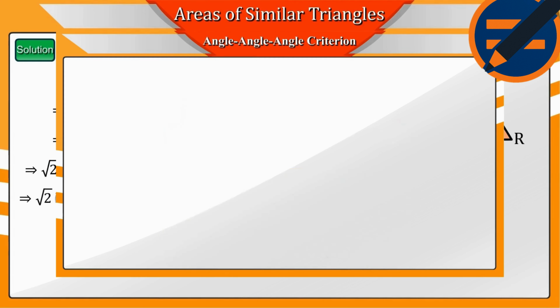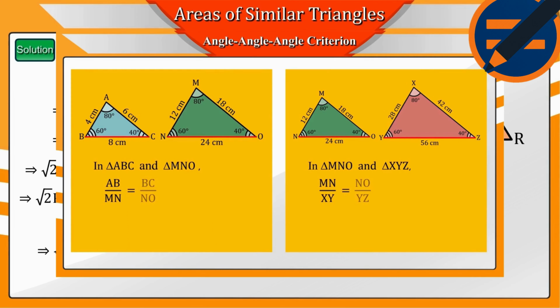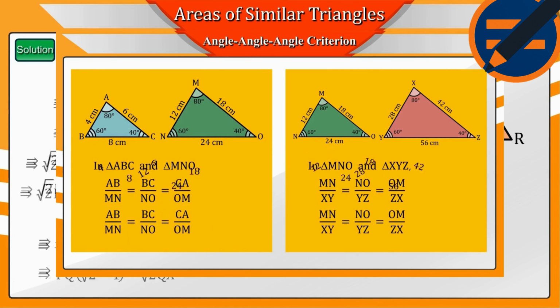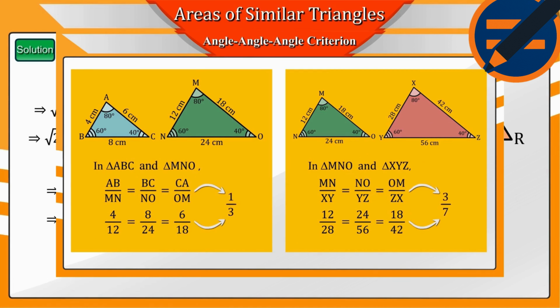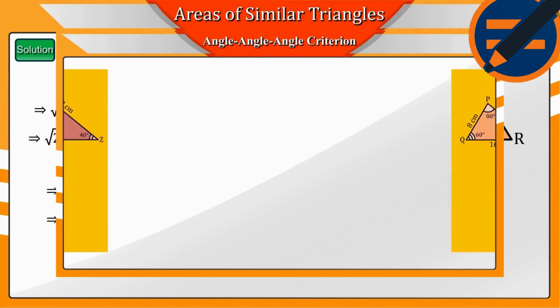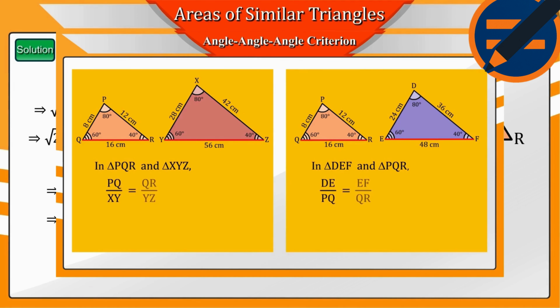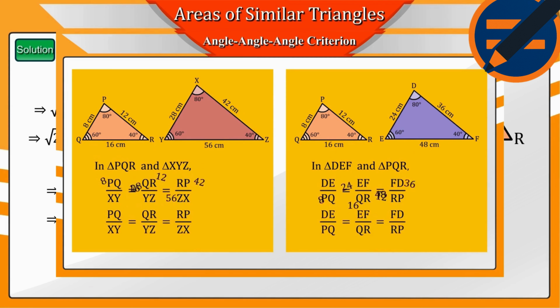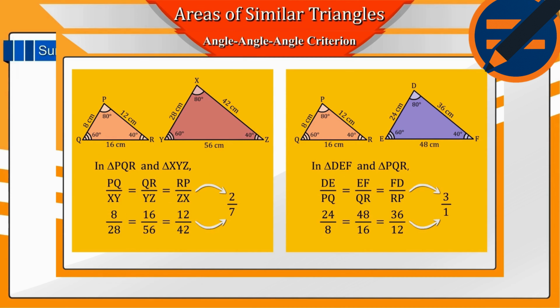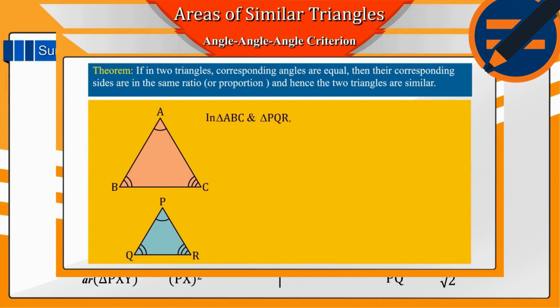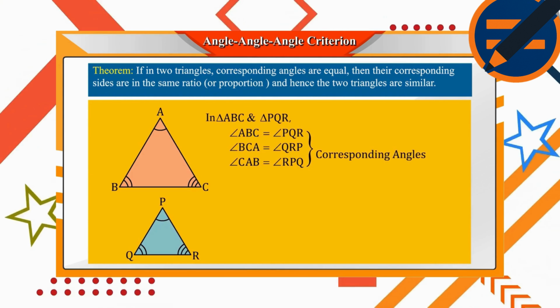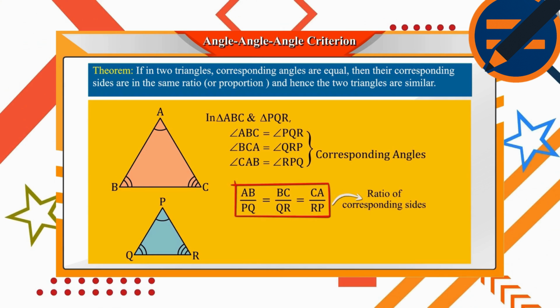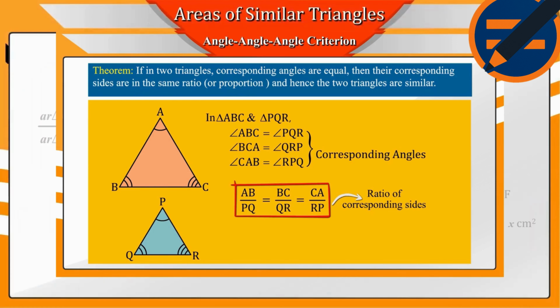In this way, if we take any two similar triangles, then we see that the corresponding sides are proportional. The value of QX by PQ is obtained as the square root of 2 minus 1 upon the square root of 2. This activity teaches us about similarity and the relationship between the areas of similar triangles and their sides. It leads us to the conclusion that if in any two triangles the corresponding angles are equal, then their corresponding sides are in the same proportion or ratio.